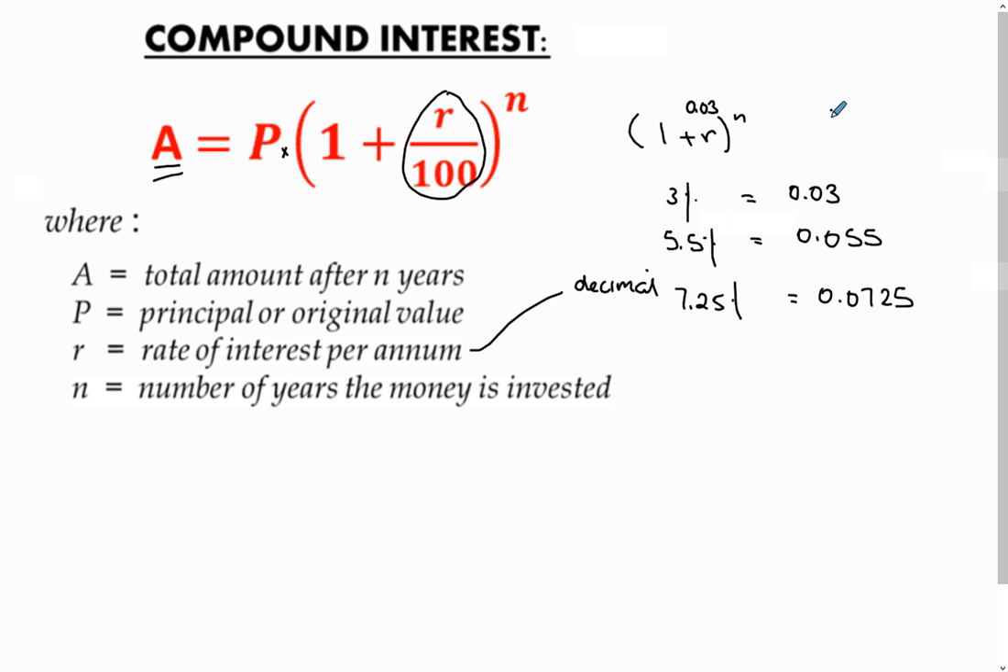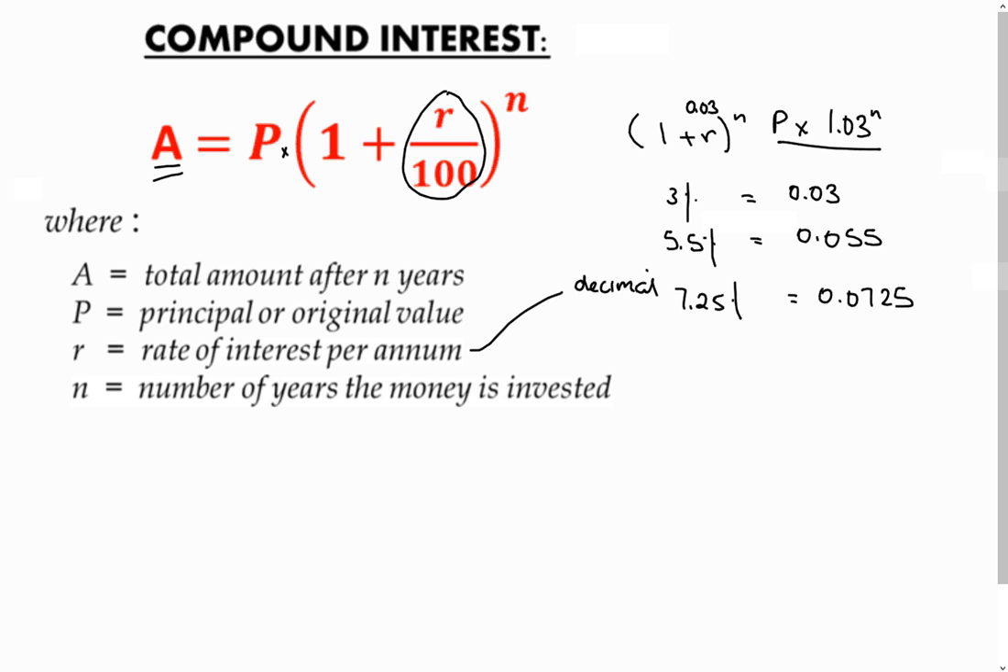Okay, and once you get into the practice, rather than writing 1 plus 0.03, you'll find that it's easier just to write 1.03. So you're going your principal amount times 1.03 to the power of n. But that's with practice. So for the meantime, just write it as a decimal rather than r over 100.